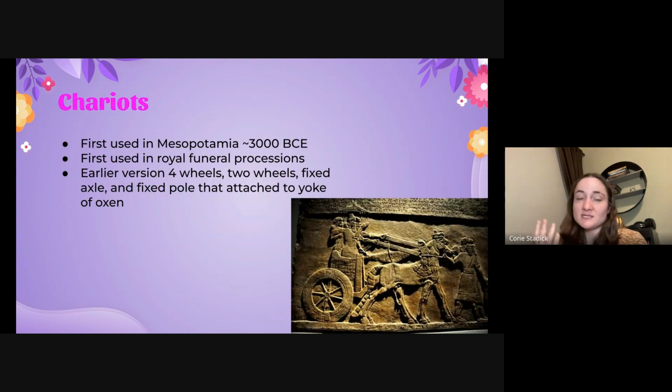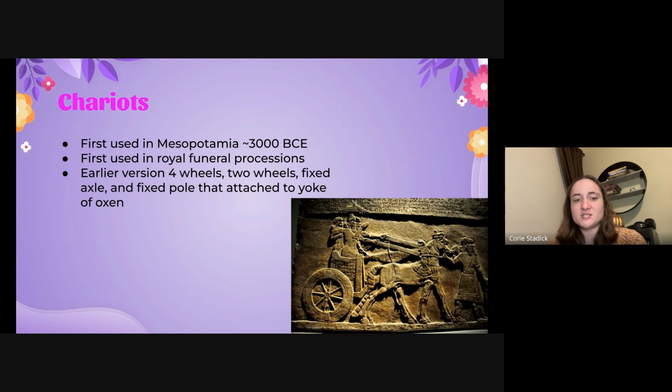So the first one we want to talk about are chariots. Now, chariots were first used in Mesopotamia in about 3000 BCE, so about 5,000 years ago. Mesopotamia today would be located in what we call the Middle East. It was first used in royal funeral processions, so it actually wasn't used for warfare. It was used for ceremonial reasons.